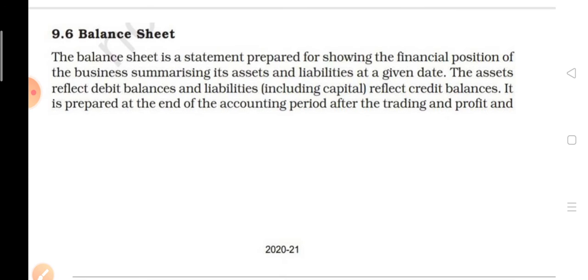Now the balance sheet. As you know, children, the balance sheet is a statement prepared for showing the financial position of the business, summarizing its assets and liabilities at a given date or at a particular date. The balance sheet is prepared upon a particular date. Now the assets reflect debit balances and liabilities including capital reflect credit balances. It is prepared at the end of the accounting period after the trading and profit and loss account.